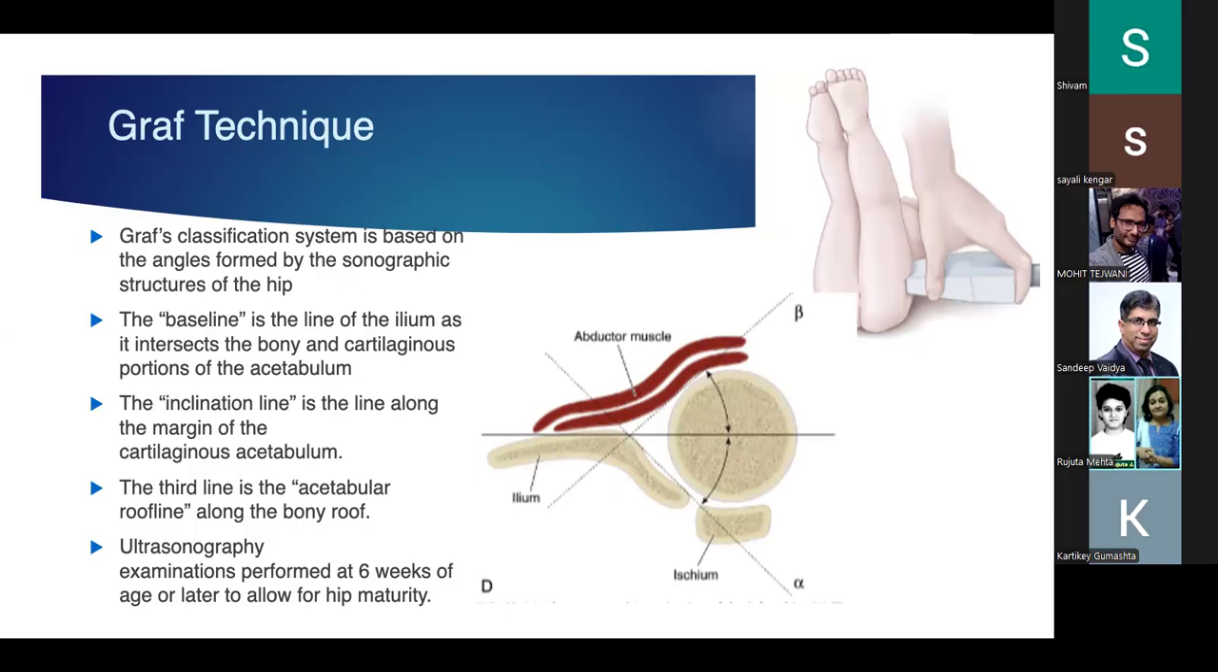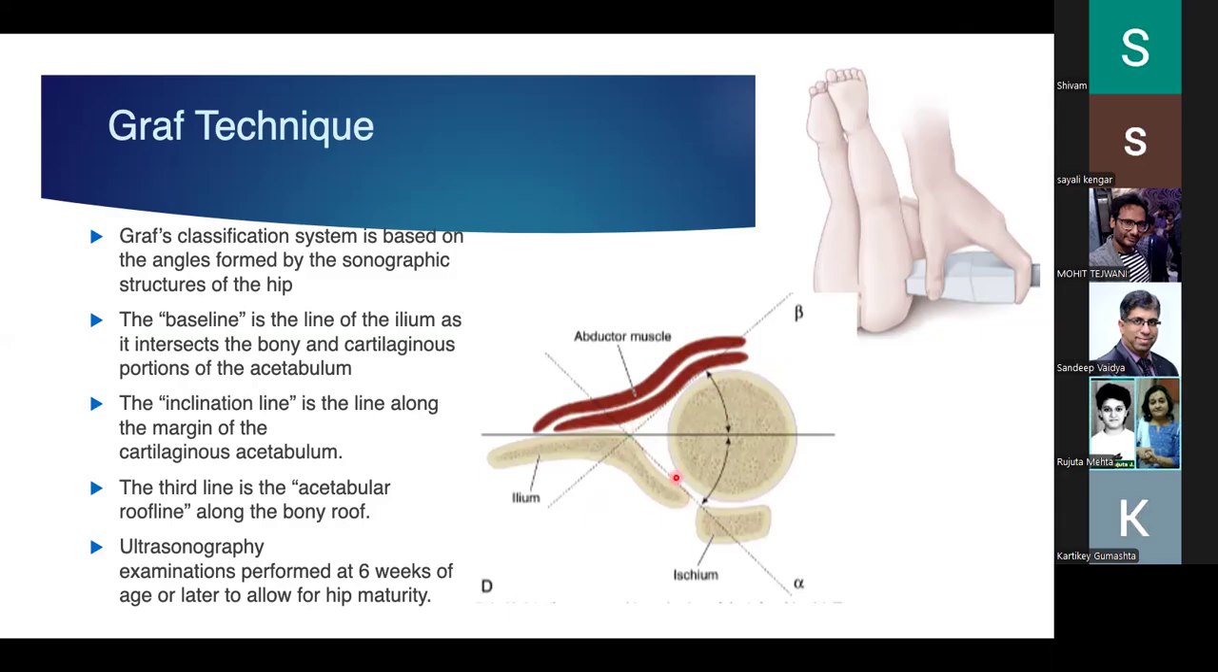The classification system is based on angles formed by the sonographic structure of the hip. The baseline is the line of the ilium as it intersects the bony cartilaginous portion of the acetabulum. The inclination line is the line along the margins of the cartilaginous acetabulum. The third line is the acetabular roof line along the bony roof.